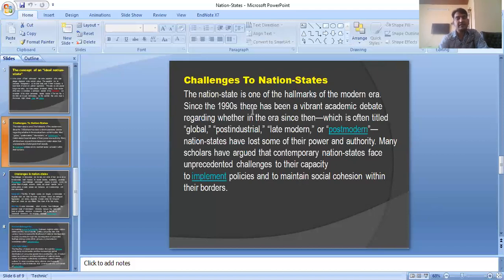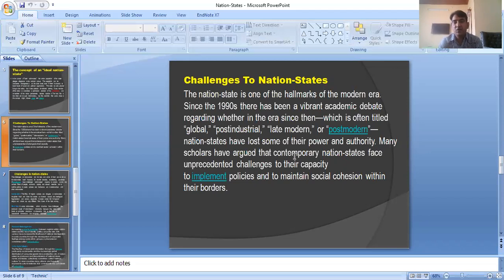Since the 1990s, there has been a vibrant academic debate regarding whether the era since then should be called global, post-industrial, late modern, or post-modern. We have been discussing what the challenges to a nation state could be. Nation states have lost some of their power and authority, even their influence on their people. So we will look at what those challenges are.